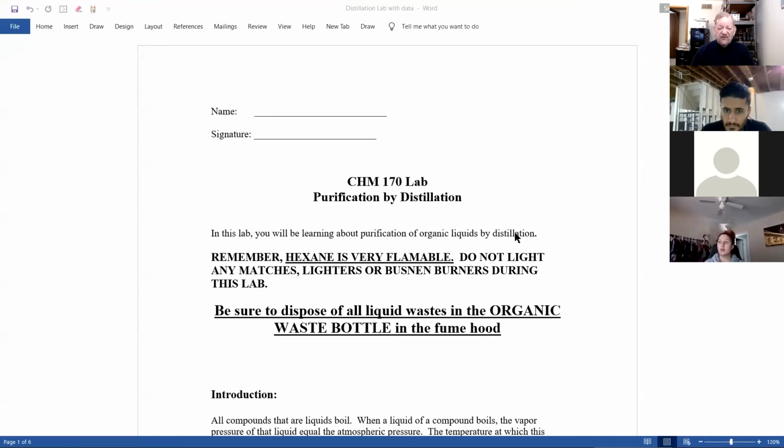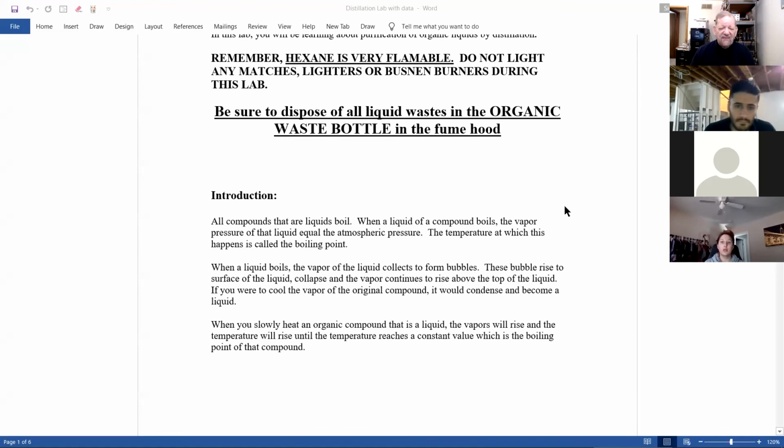And by the way, I've done a lot of distillations in my life. And let's go to the lab. Today's lab deals with purification by distillation. And it's just a way of getting you to understand how you can purify organic liquids. Now, all compounds that are liquids boil. Now, what happens when something boils? Well, you get a vapor pressure above the liquid. And when that vapor pressure is equal to atmospheric pressure, that temperature is called the boiling point.